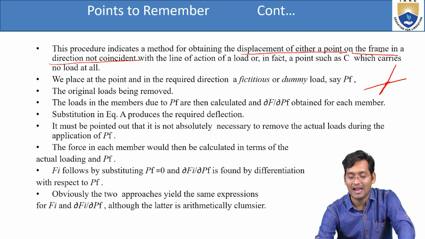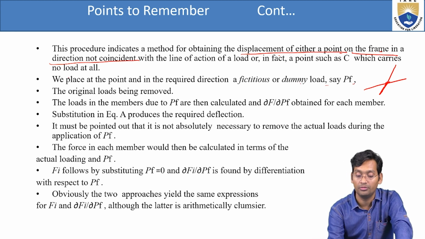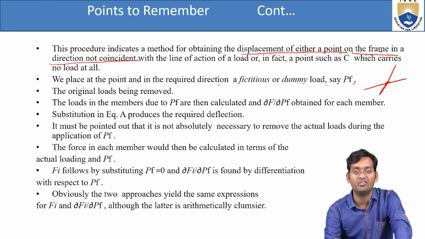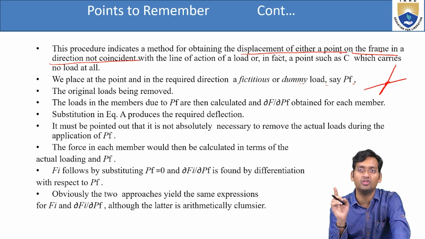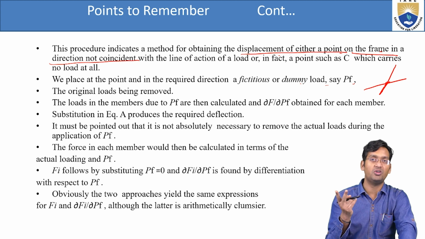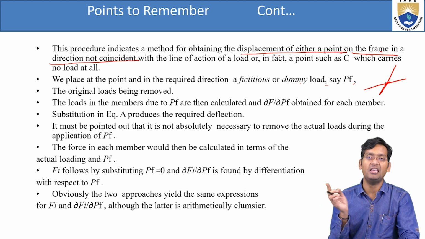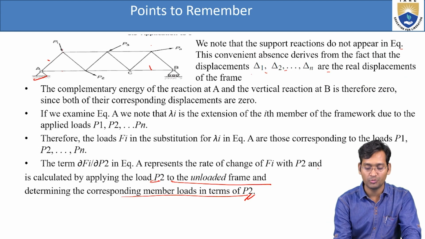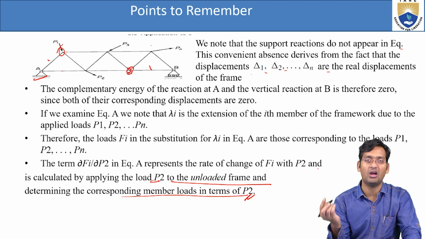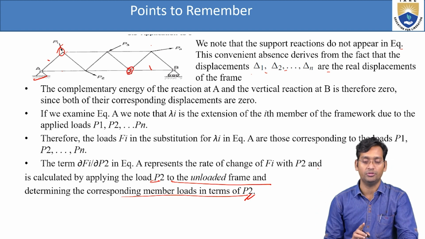Okay. We place at a point and in the required direction a fixed or dummy load, say PF, right? So we place at the point, in the required direction, a fixed load at the point where you want to find the deflection, because at point 2, P2 was there. So here there is no load, means you have to apply the fixed load at that point where load is not given. If load is given like at this point, then no need to apply. Here it's not there, and if you want to find deflection here, then you have to apply the fixed load here. So you have to remember at which point you are finding.